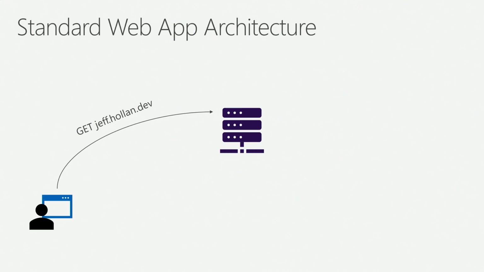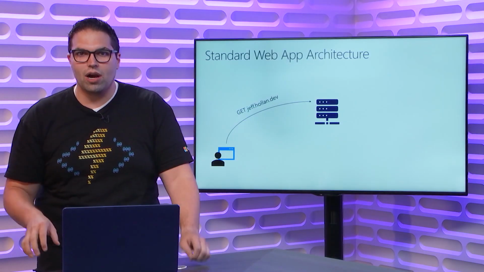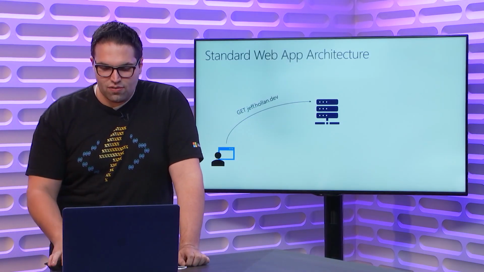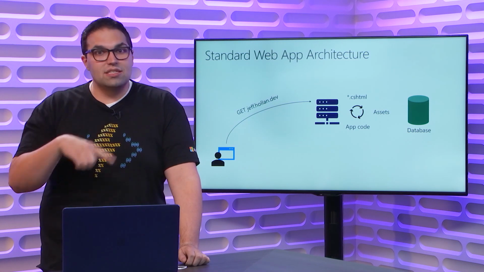Well, the browser makes that request. That request travels across the internet. It ends up landing on some server. And that server is running some code, right? Maybe this is an ASP.NET app. Maybe it's a Node app running Express. It doesn't really matter. It's just the architecture I want you to be aware of. So it's going to land on that server, and that server is going to process the request.